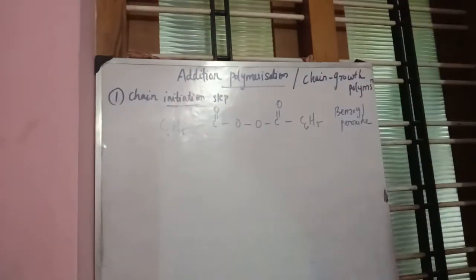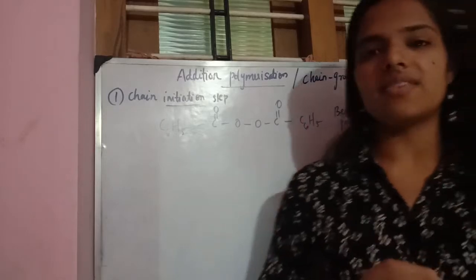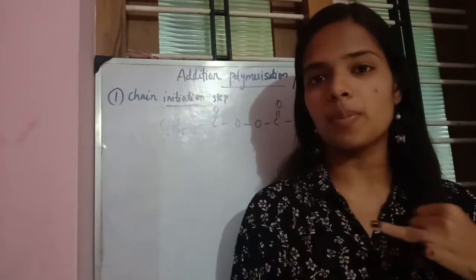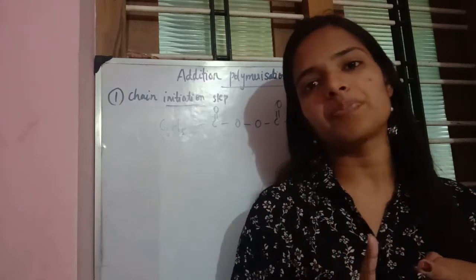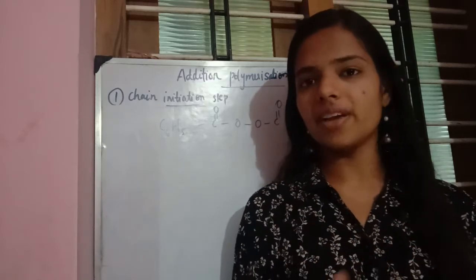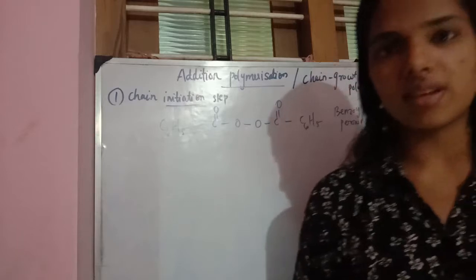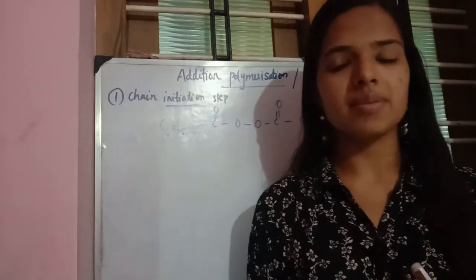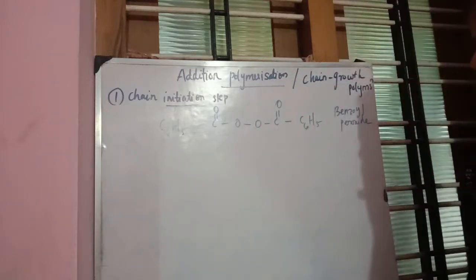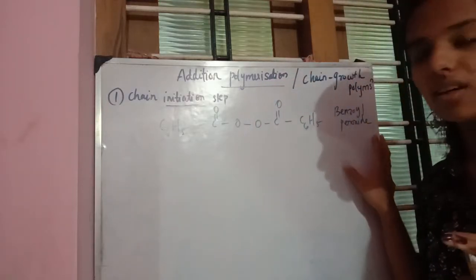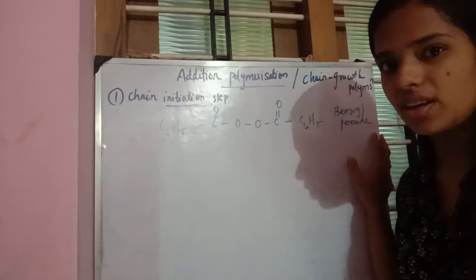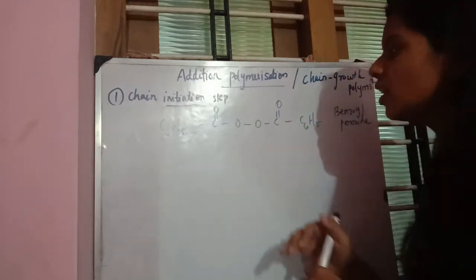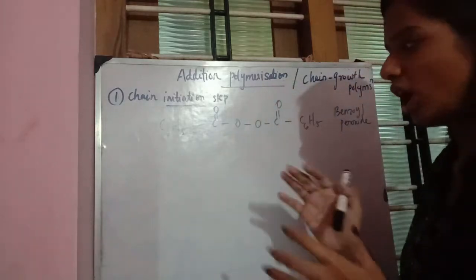So in the whole process of this mechanism, we have 3 steps. The first one is the chain initiation step, second the chain propagation step, third the chain termination step. So now we are going to discuss the chain initiation step, and here what happens is that formation of free radicals takes place. So now let us see how they are formed. This is benzoyl peroxide, a catalyst, or you can say it is the initiator. So first of all we have to consider the initiation, right? So let us look at how it works.